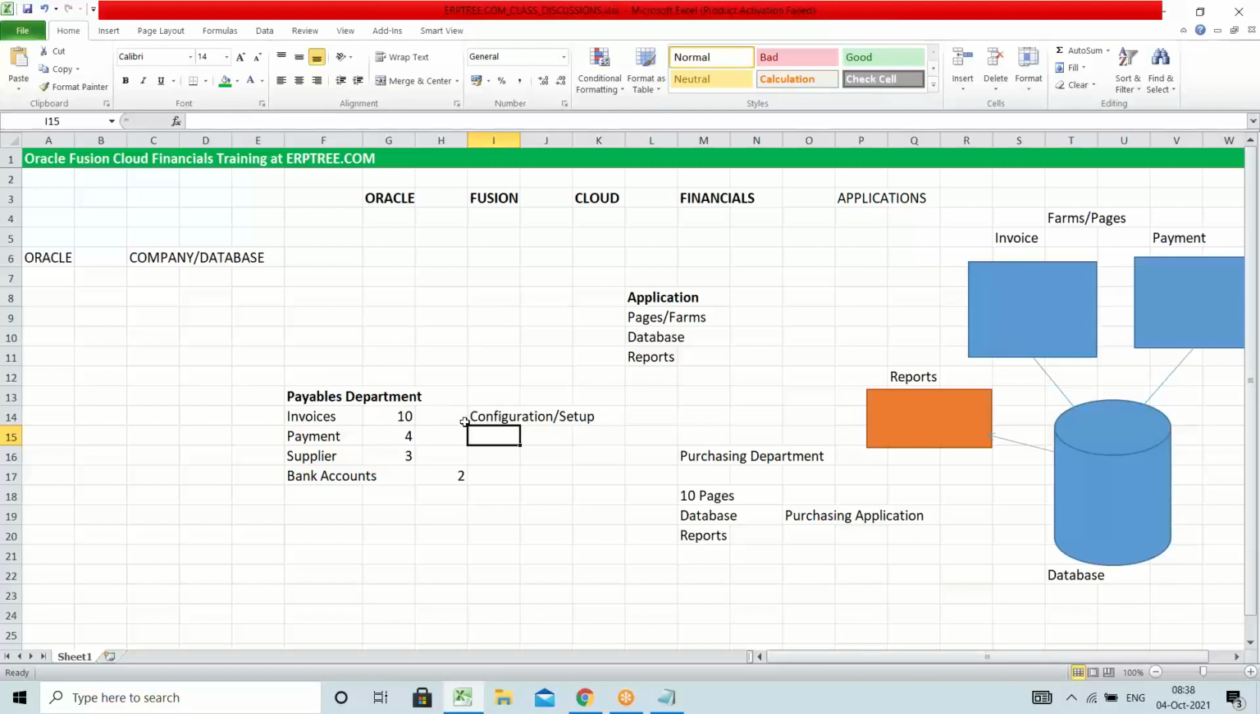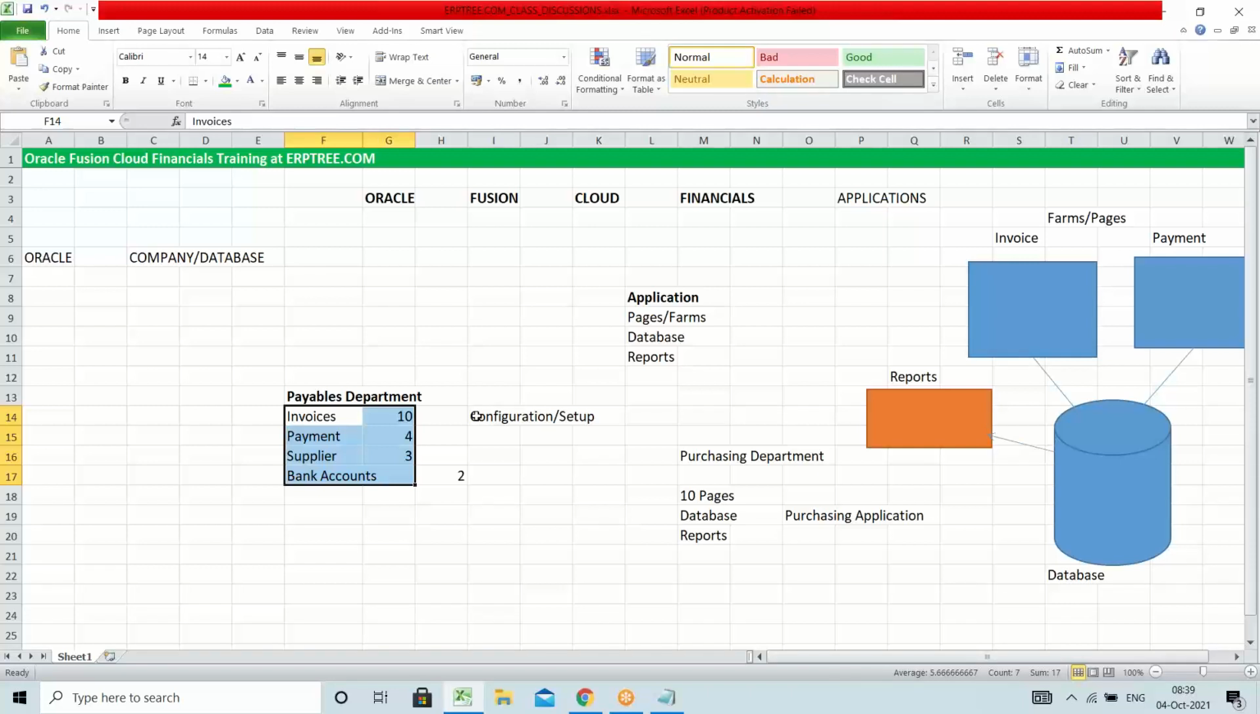For every application, as per the business, we have to do the configuration or setup. Then we have to understand how many types of invoices, how many types of payments, etc. In our classes, we'll understand everything. But when you work for your client, what exactly they need, that only you can implement. You can call this configuration, setup, or implementation also. We have to implement that.